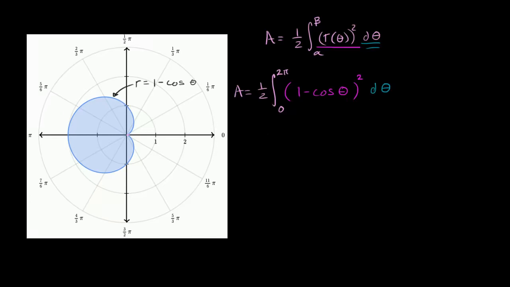All right. So this is going to be equal to 1/2 times the definite integral from 0 to 2 pi. And let me expand this out. This is going to be 1 minus 2 cosine theta plus cosine squared theta d theta. Now, I know how to take the antiderivative of 1. I know how to take the antiderivative of negative cosine of theta. But cosine squared theta, it doesn't jump out at you that you can just use u substitution or something like that.